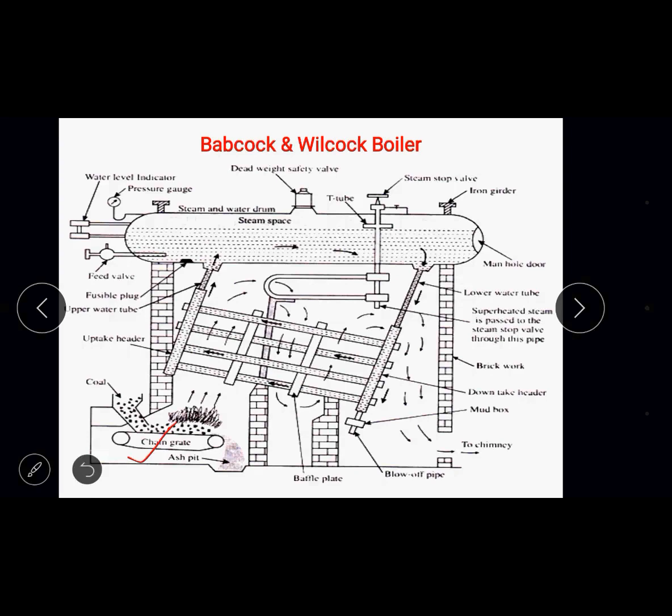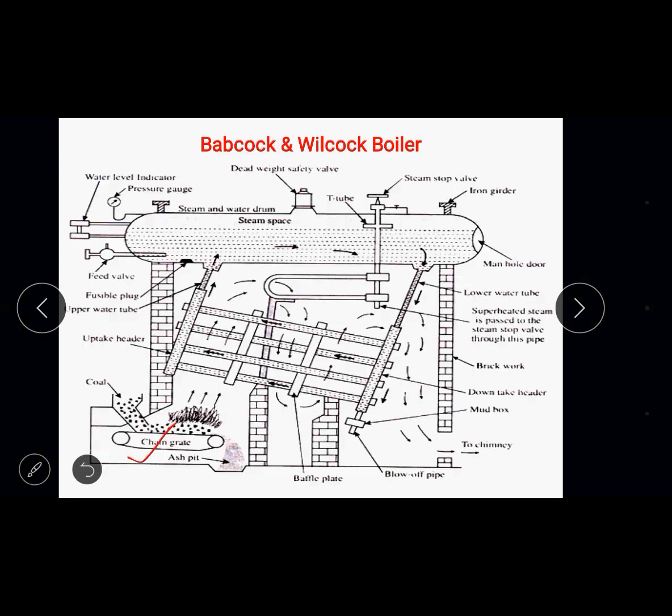Here you find a closed circuit of water tubes, so they come under the category of water tube boilers. You can find 4 such water tubes where the water is running from the uptake header to the downtake header. So you find a closed channel of water tubes. Over the water tubes, the hot gases produced from the combustion chamber are circulated. They are exposed, so they pass over the water tubes. So Babcock and Wilcox boilers come under water tube boilers.